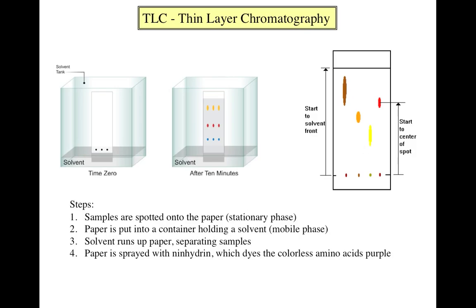Once the solvent has reached the top, the paper is taken out of the chamber and sprayed with ninhydrin, a chemical that makes the colorless amino acids appear purple. RF values are then calculated for each amino acid by dividing the distance traveled by the sample by the distance traveled by the solvent. You can then compare the RF values of the unknowns to RF values of known amino acids run at the same time to determine the identity of the unknown amino acids in the sample.